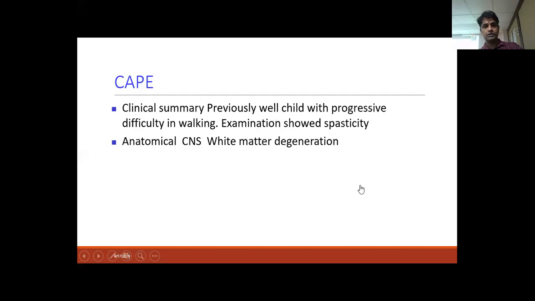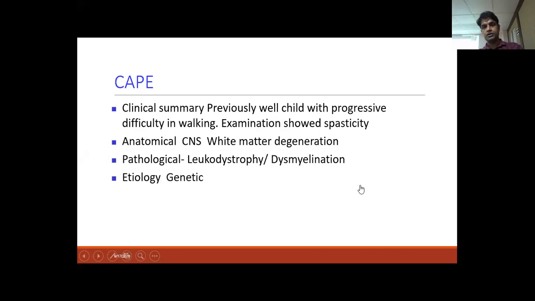White matter involvement, pathology again, leukodystrophy, dysmyelination. This can come because mainly you see the signs of a white matter involvement. And even though earlier on it might be purely white matter, later on other things can set in as well. And etiology is genetic.